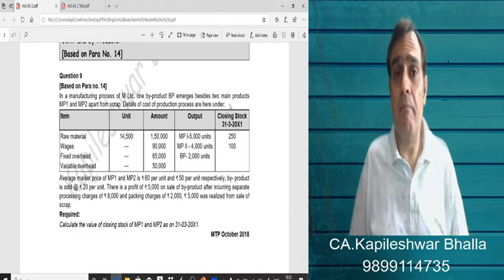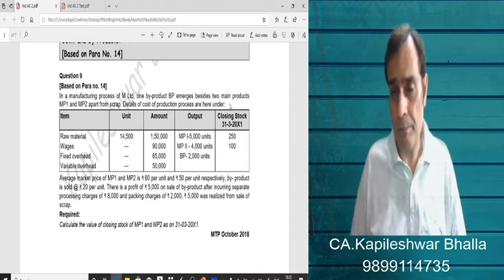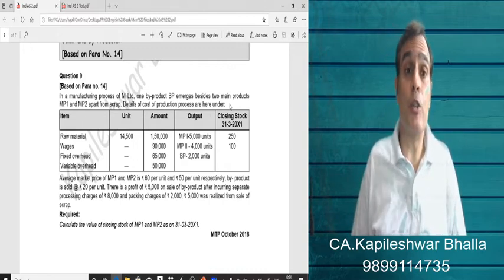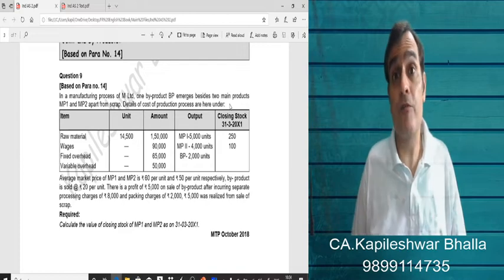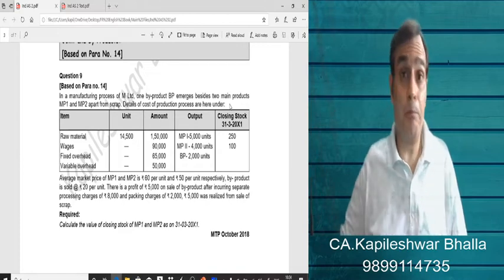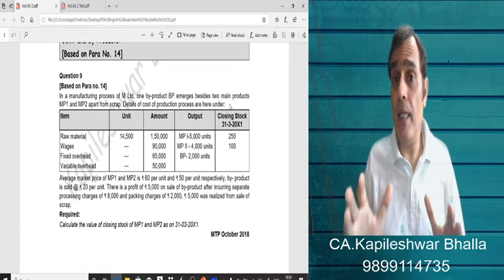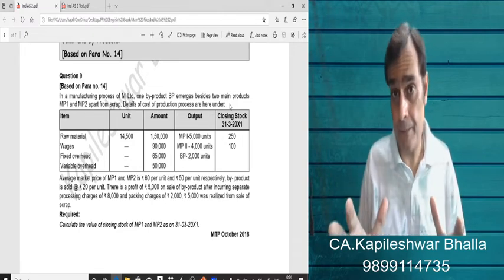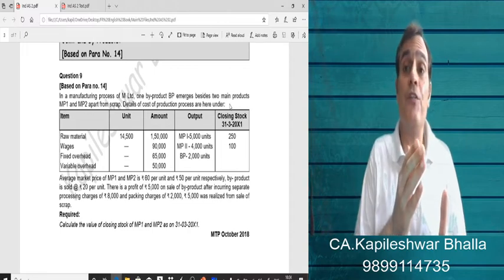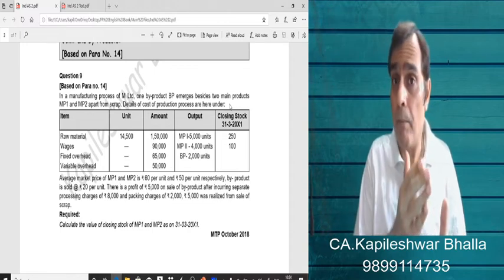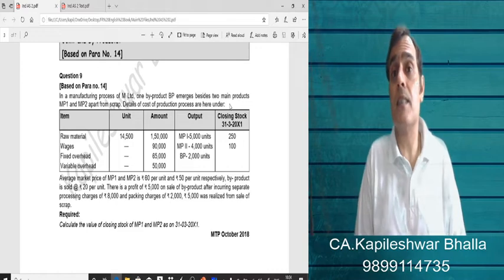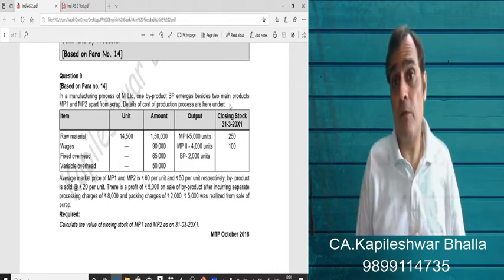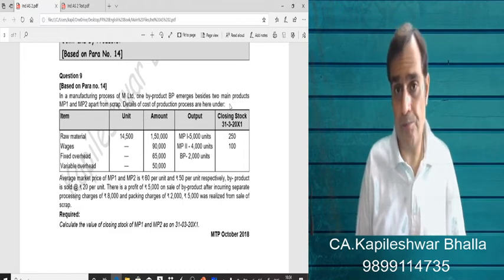It says, in a manufacturing process of M, one byproduct emerges besides two main products, apart from scrap. I'm pretty sure that as you read the language of the question, there should be a clear-cut thought at the back of your mind: number one, it's a case of main products and byproducts. And then he says there is a scrap as well, so we know that we need to reduce the sale of scrap from the JPC in any case.